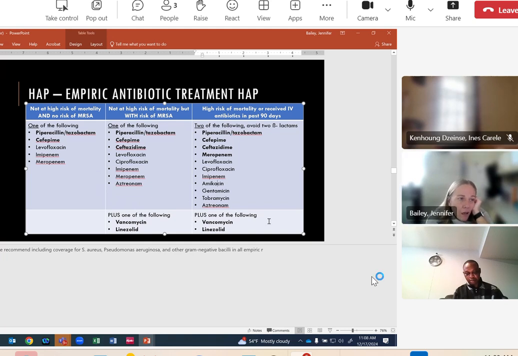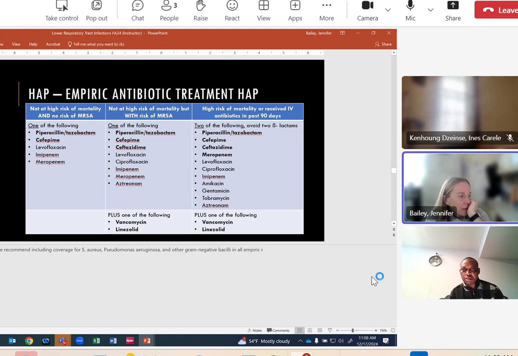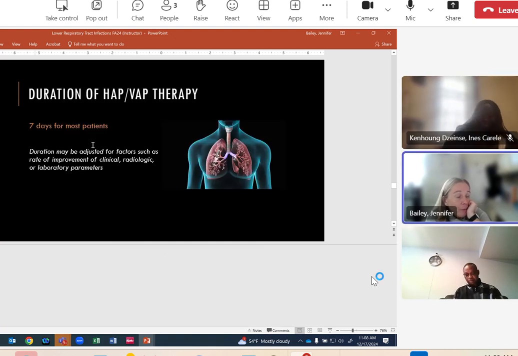Okay. So the main thing is to understand this treatment algorithm, not specifically to memorize it per se, but to understand it and be able to apply it. And that's the main gist of HAP. The treatment duration for HAP is usually 7 days, but it can sometimes go longer. Okay. All right, questions about this topic?